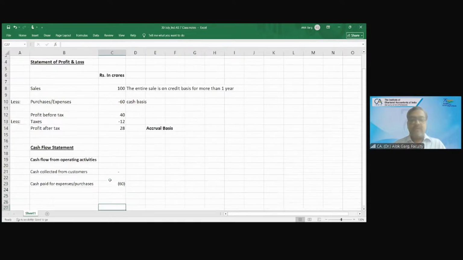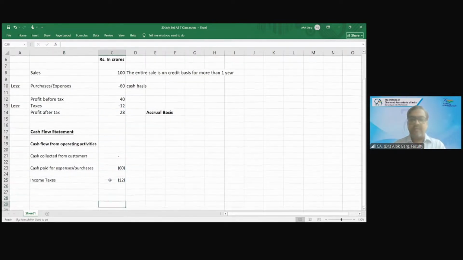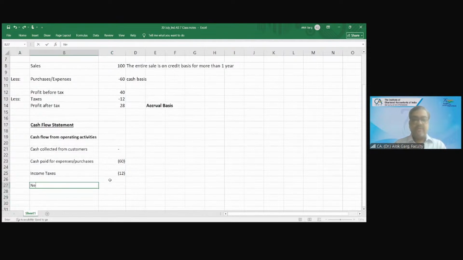Then, sir, you are also paying your taxes. You have to pay advance tax. You have to deposit advance tax also, right? Income taxes, assuming you have paid advance taxes. So how much is tax? 12.